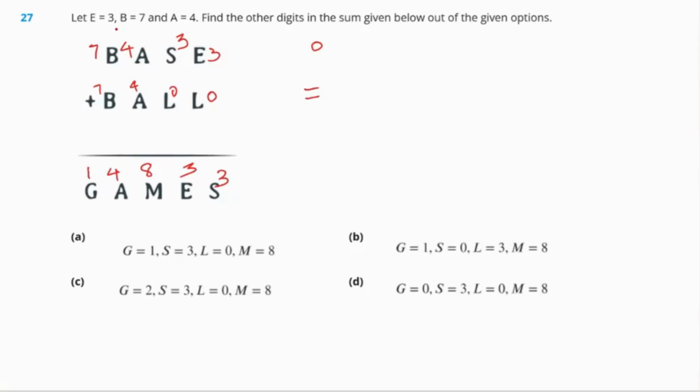So here already given it is E, B and A. The other letters that we have to find are G, S, L and M. Here we get G is equal to 8, S is equal to 3, L is equal to 0 and M is equal to 8. Sorry. G we are getting 1 only. Sorry. G1, S3, L0 and M8. So which option is matching all these? G1, S3, L0, M8. That is option A. Option A is the correct answer.